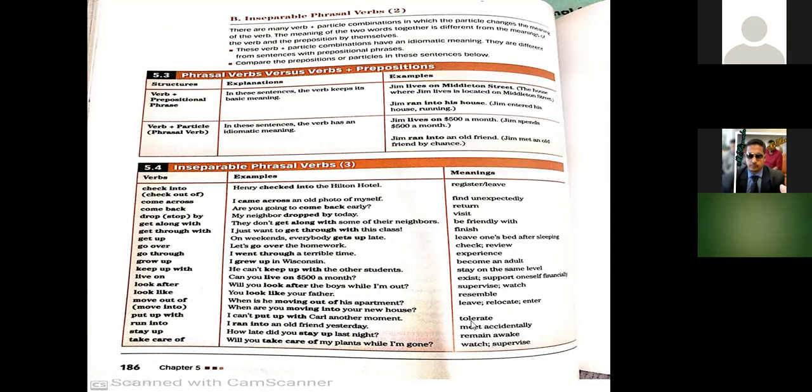Tolerate, it means forgive. For example, I can't put up with Carl another moment. The next one, run into. Run into means meet accidentally. Meet accidentally means meet someone by chance. For example, I ran into an old friend yesterday.